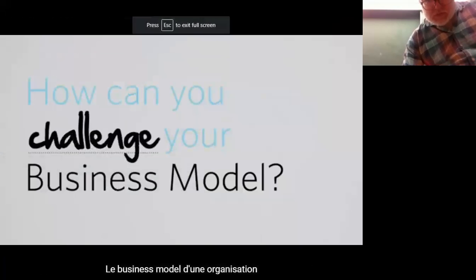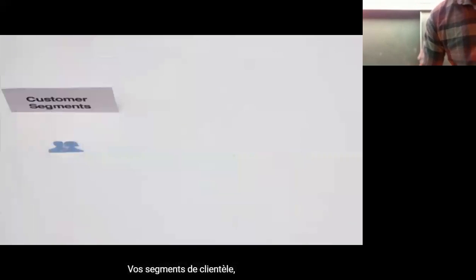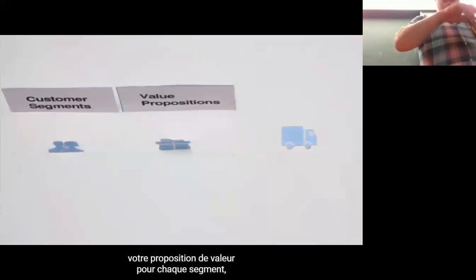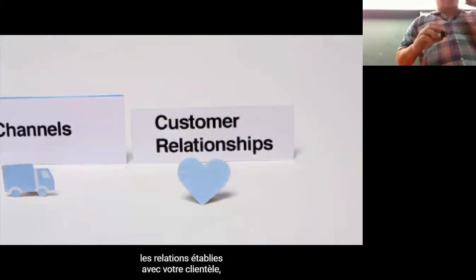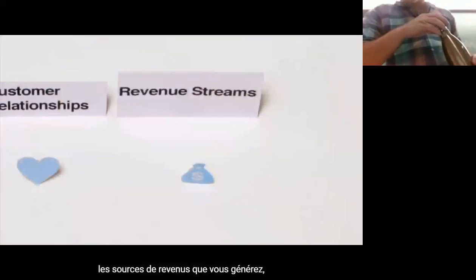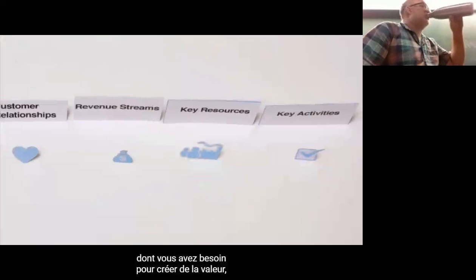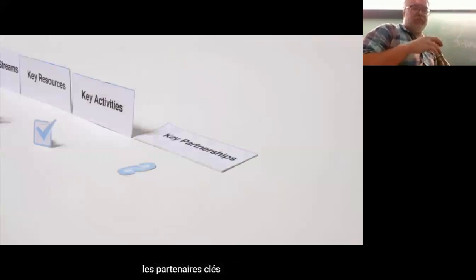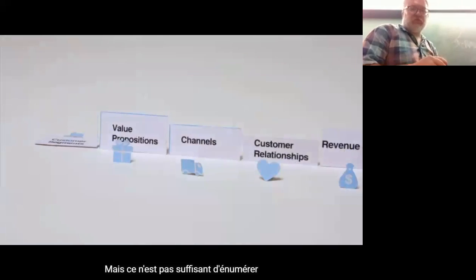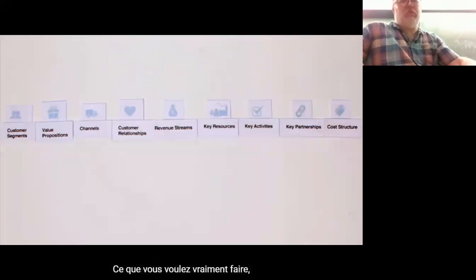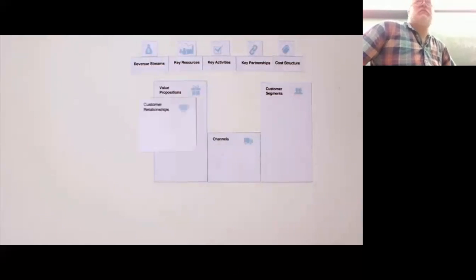An organization's business model can be described with 9 basic building blocks: your customer segments, your value proposition for each segment, the channels to reach customers, customer relationships you establish, the revenue streams you generate, the key resources and key activities you require to create value, the key partners, and the cost structure of the business model. But it's not sufficient to just enumerate the 9 building blocks. What you really want to do is to map them out on a pre-structured canvas.